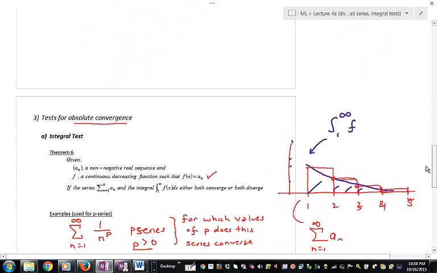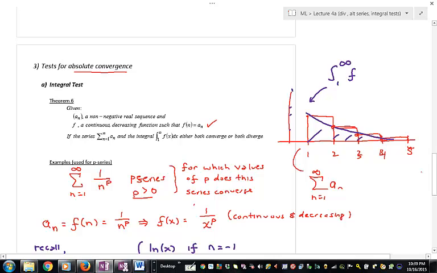We want to move on and look at absolute convergence. We're now going to consider 5 different tests for absolute convergence, and we're going to look at the very first of these tests in this video. It's called the integral test. What it says is that if we're given a series whose terms are non-negative real numbers, and the explicit function for that series can be represented by some function f that is continuous and decreasing, then the series converges if and only if the integral of that function from 1 to infinity converges. Those quantities either both converge or both diverge.